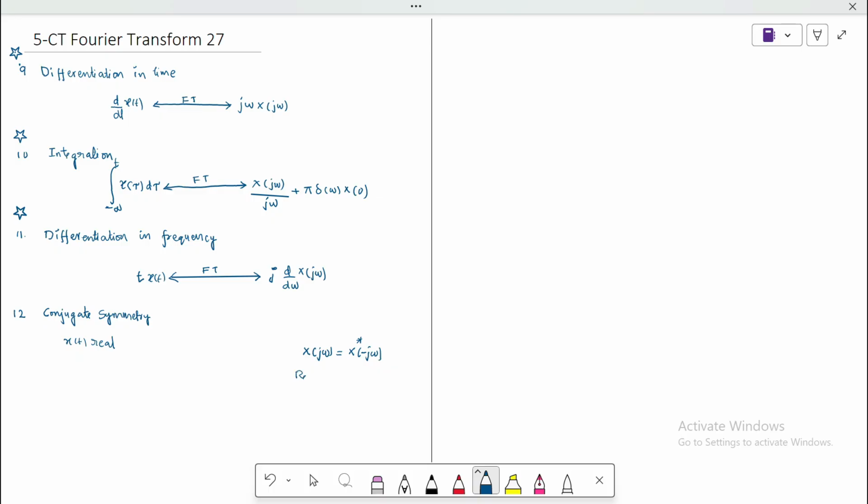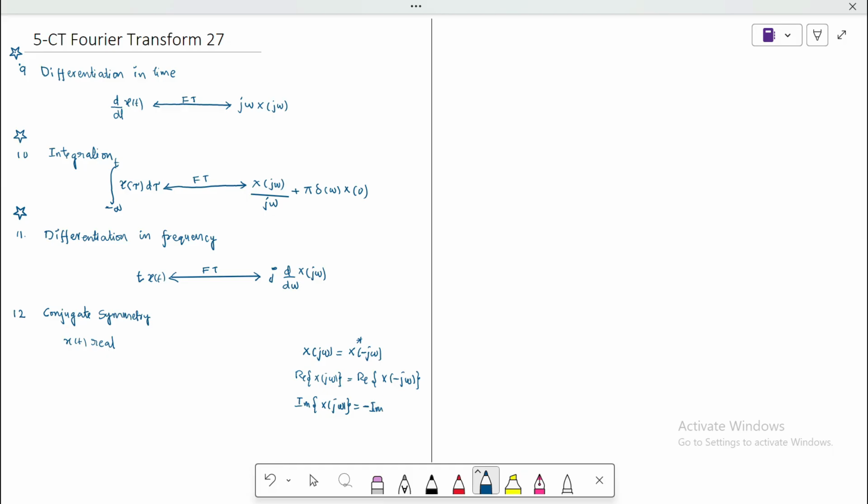So the real part of x of j omega, so it means that x of j omega is a complex function, a function of a complex variable. So that is equal to the real part of x of minus j omega. Next, the imaginary part of x of j omega is equal to minus the imaginary part.